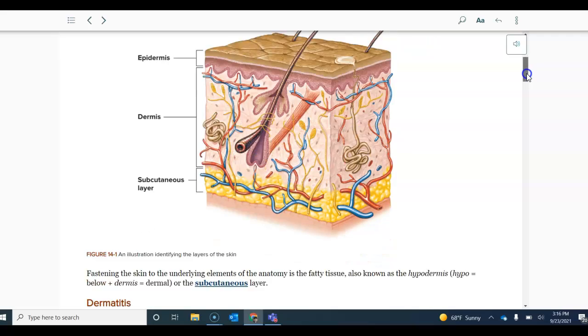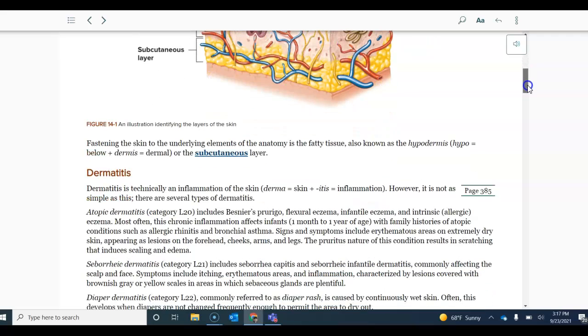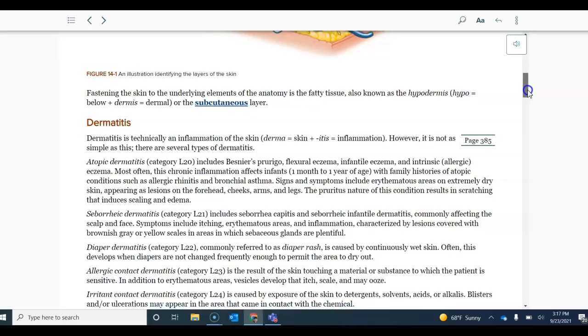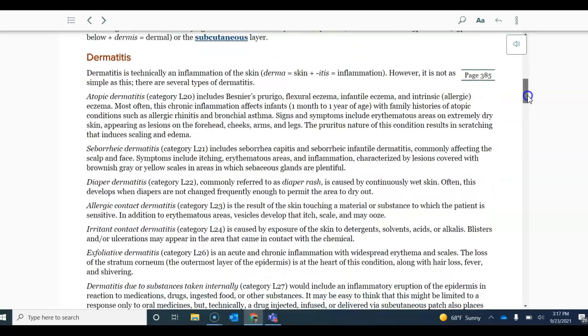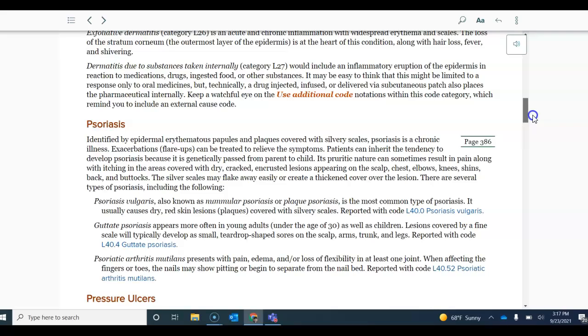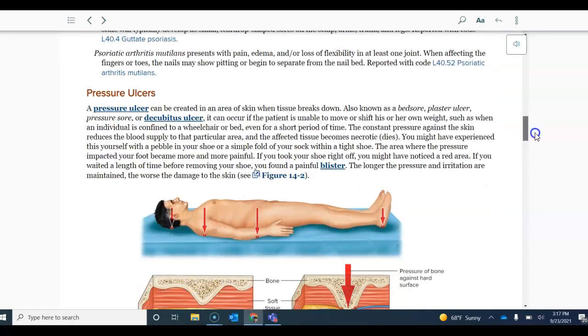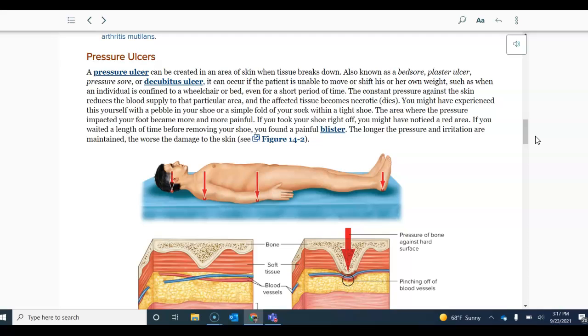Here are some layers of the skin. Again, this goes along with review of your anatomy. You're going to see things like dermatitis, psoriasis. And here's a pressure ulcer. A pressure ulcer, or pressure sore, or decubitus ulcer, means that the patient lies in one position too long. Typically, they happen on what we call a bony prominence, especially your heel and elbows, where it lies against a surface for too long.